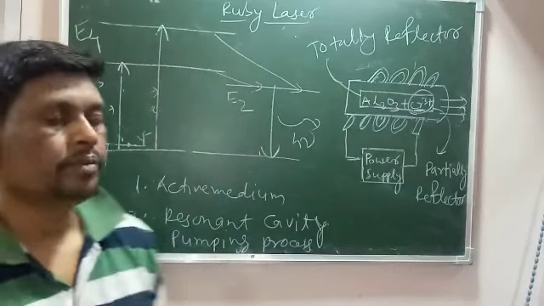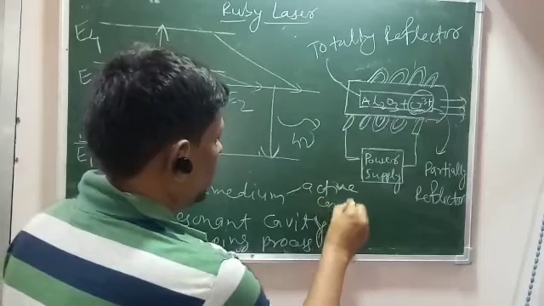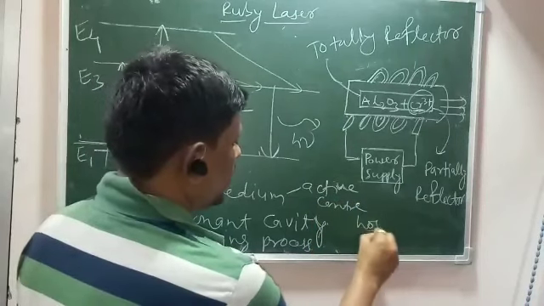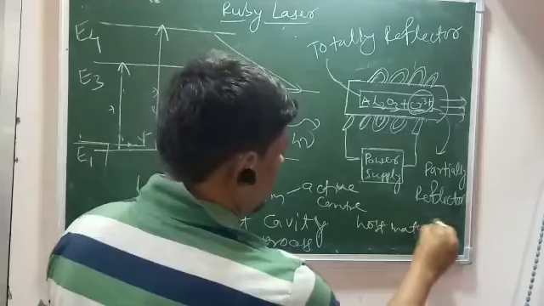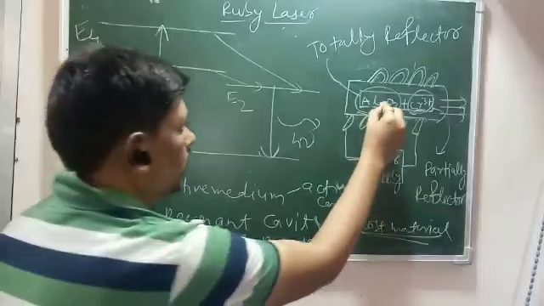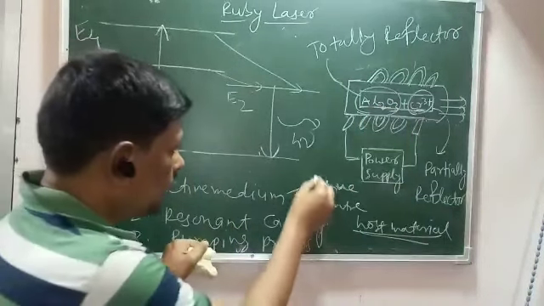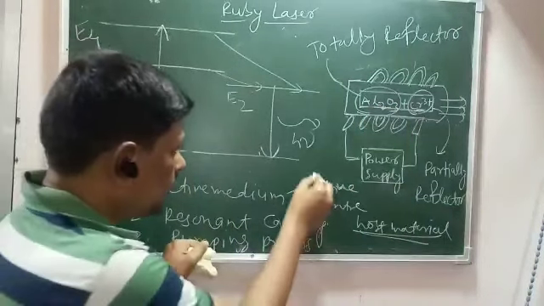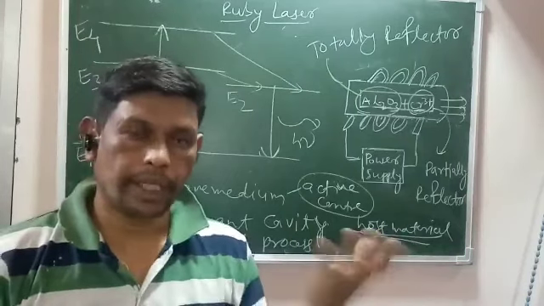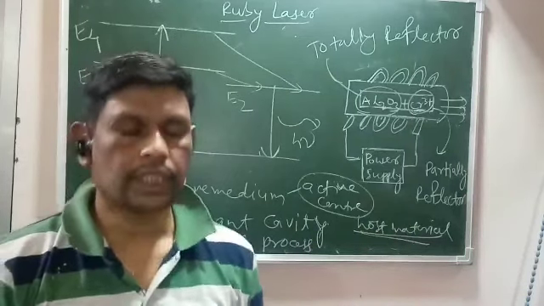Here the active medium consists of 2 parts, the active center and the host material. In case of ruby laser, the host material is aluminum oxide, Al2O3, and the active center is the chromium ion. So the aluminum oxide is the base to contain the energy levels of a chromium ion.